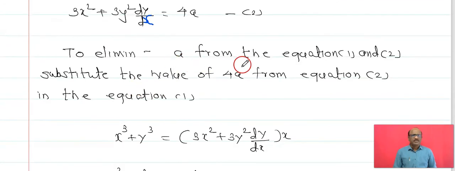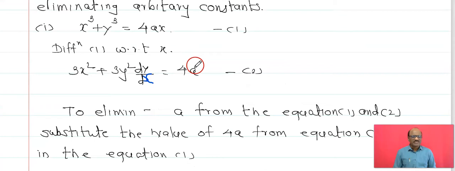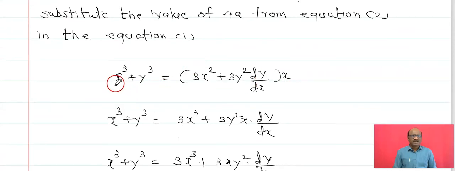To eliminate a from equations 1 and 2, substitute the value of 4a from equation 2 in equation number 1. Then you will get x cube plus y cube equals 3x square plus 2y square into dy by dx into x. Now simplify this.